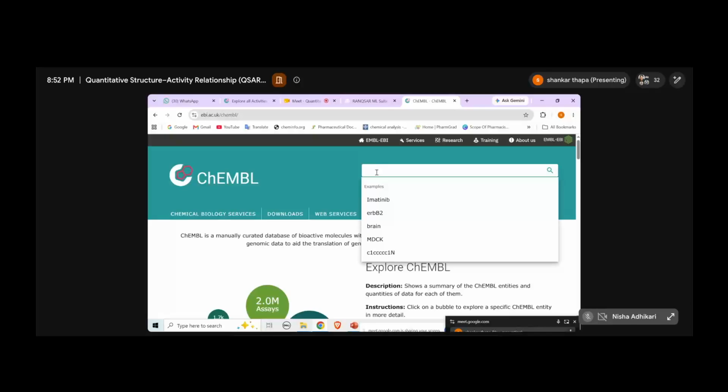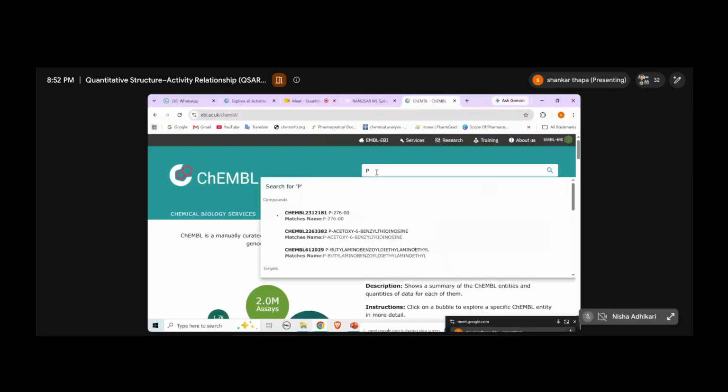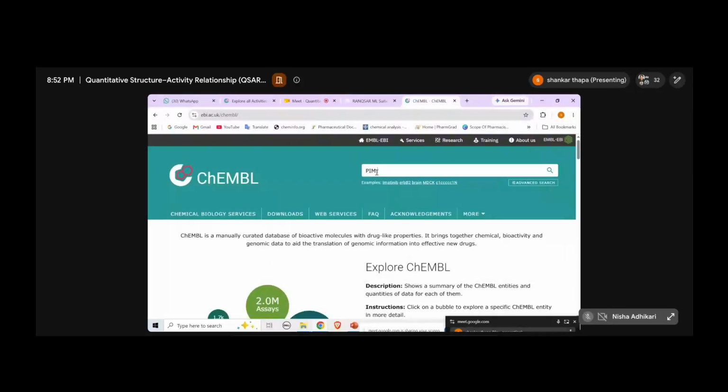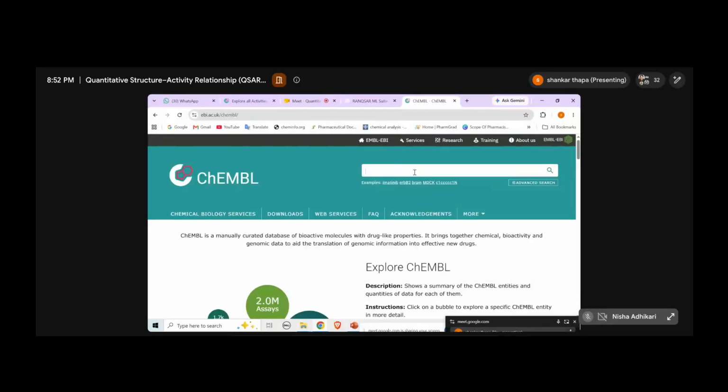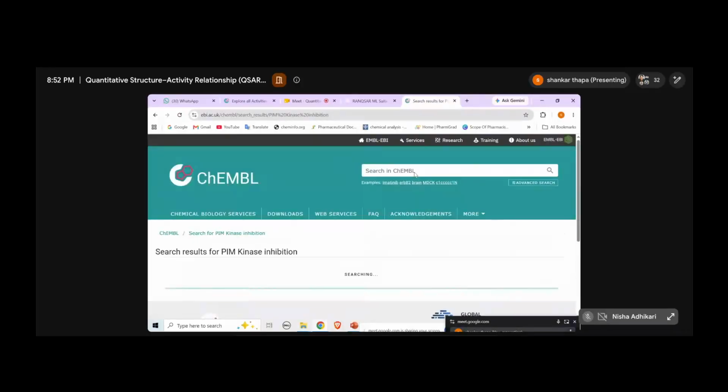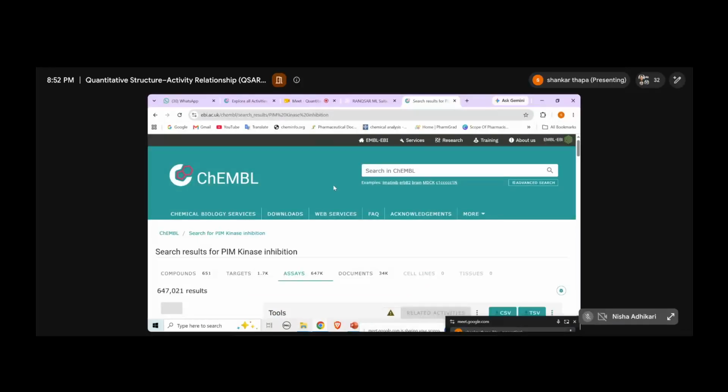Like the enzyme assay, you can type it. Let's say any one enzyme. For better understanding, in cancer, PIM kinase is there, because I worked on this and published one article. So in this way you can type it: PIM kinase inhibitions or inhibitors. Whatever you type, you can then download.